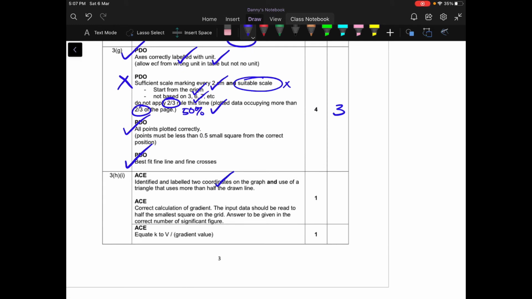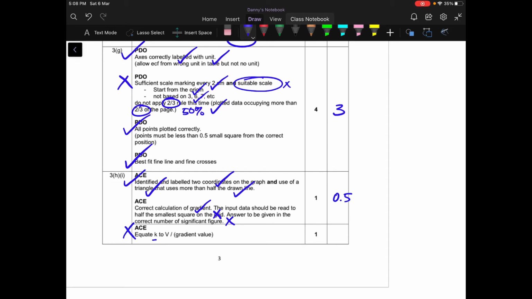She has identified two coordinates and read them correctly. She has used a triangle that is big enough, so she will get 0.5 over here. Calculation of gradient is correct. She used the correct formula y over x. However, the input data is not read to half the smallest, so meaning that the precision is wrong. And of course, because of that, the answer will have a wrong significant figure. So as a result, she only get 0.5 over here.